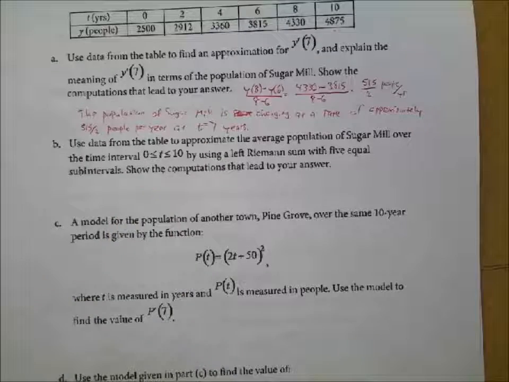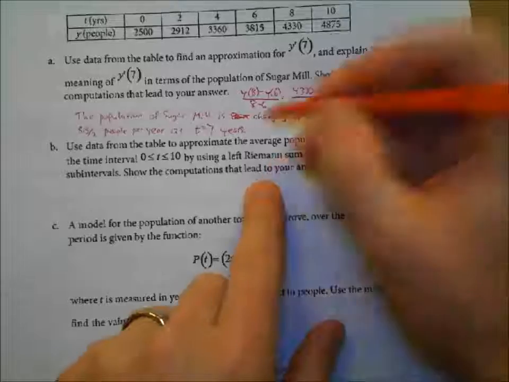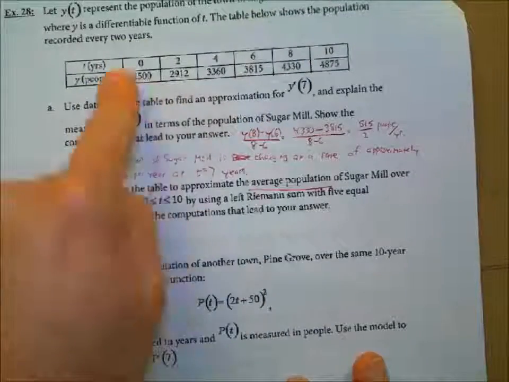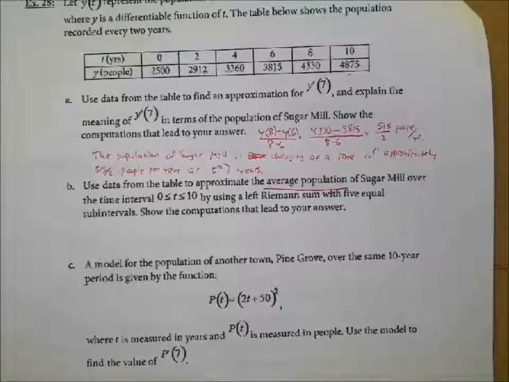All right, use data from the table to approximate the average population of Sugar Mill over the time interval. Okay, we see that word average. We're asked for the average population, and we're given information about the population. So which average concept are we going to use here? Average rate of change or average value?